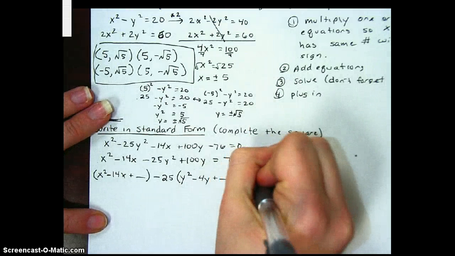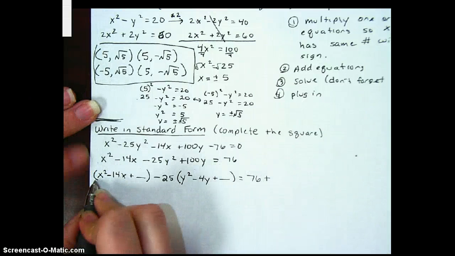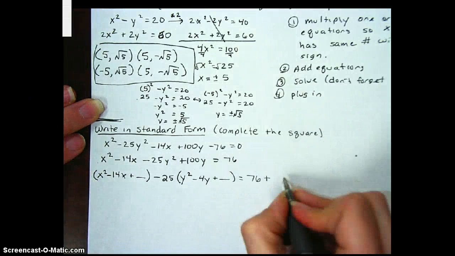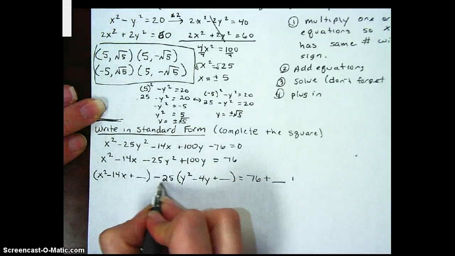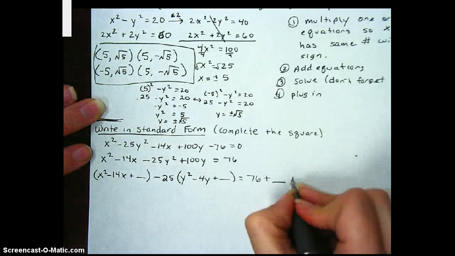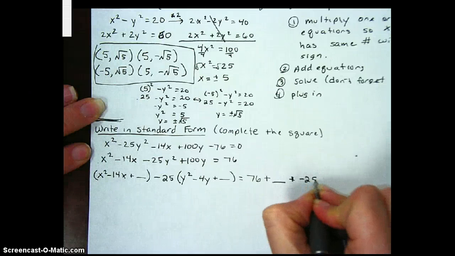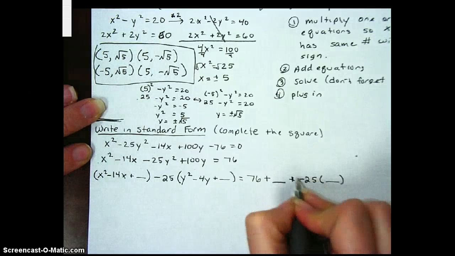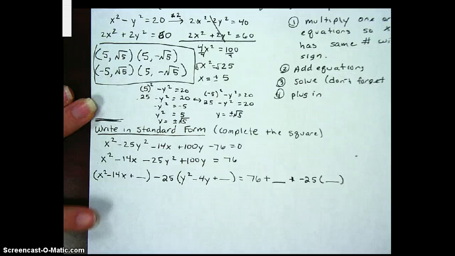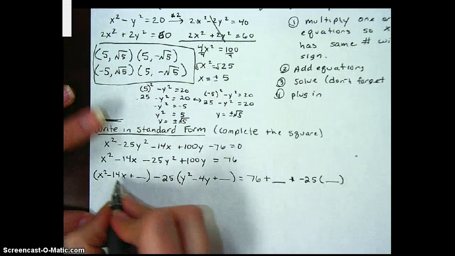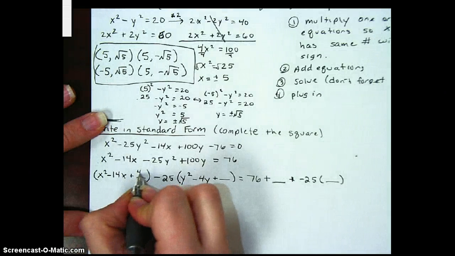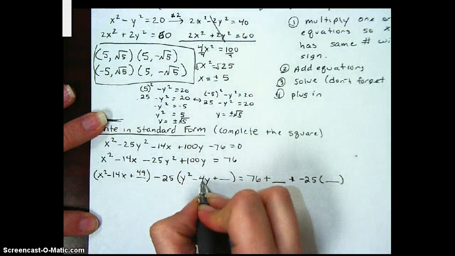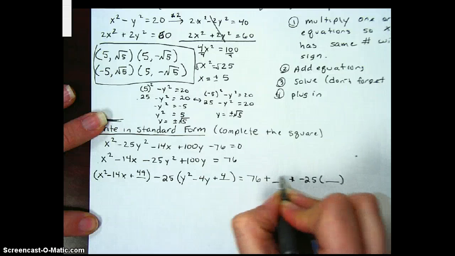Equals 76, and we need to remember to add in our blanks. Here there was no factor out front, so we just have a blank for my x's. But here we have a negative 25 outside of my y, so you can either do plus negative 25 times blank, or you could have just done minus 25 times blank. Either way is fine. Our blank is half of this, squared. Half of 14 is 7, squared is 49. Half of 4 is 2, squared is 4.